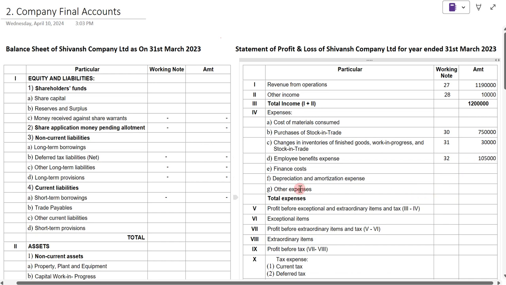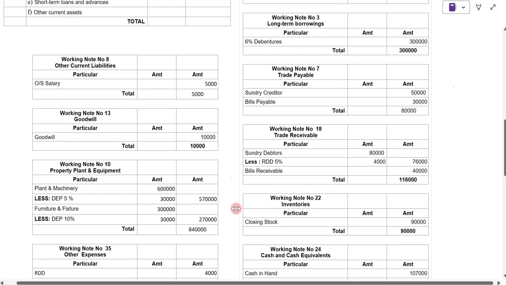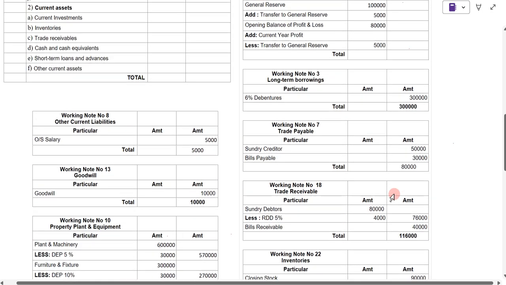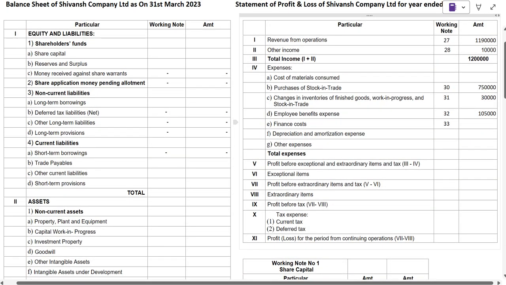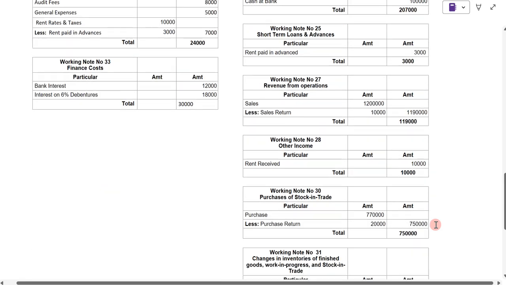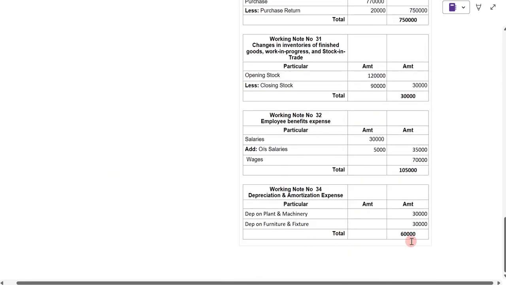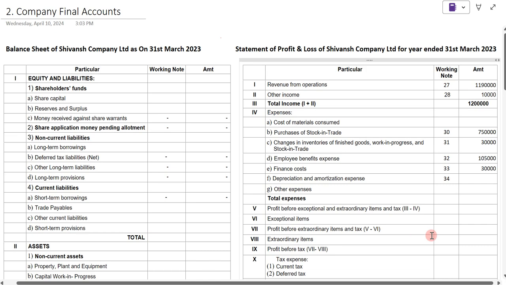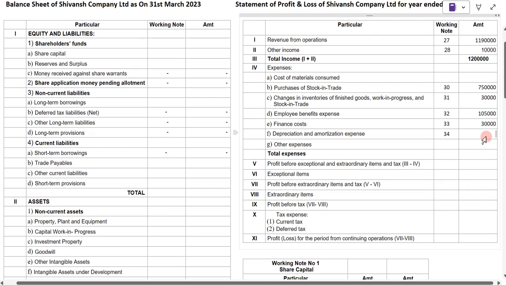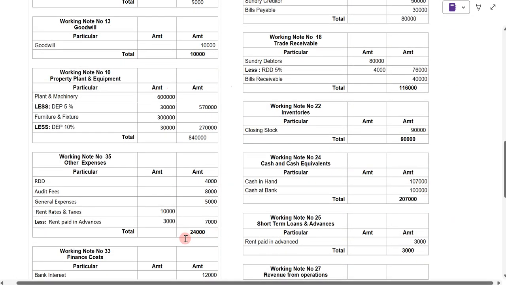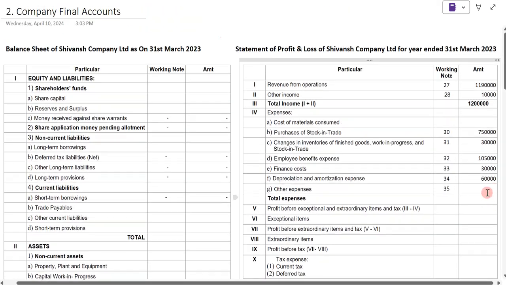Then finance cost, note number 33, total of note number 33 is 30,000. Then depreciation and amortization expenses, note number 34, total of note number 34 is 60,000. Other expenses, note number 35, total of other expenses is 24,000.